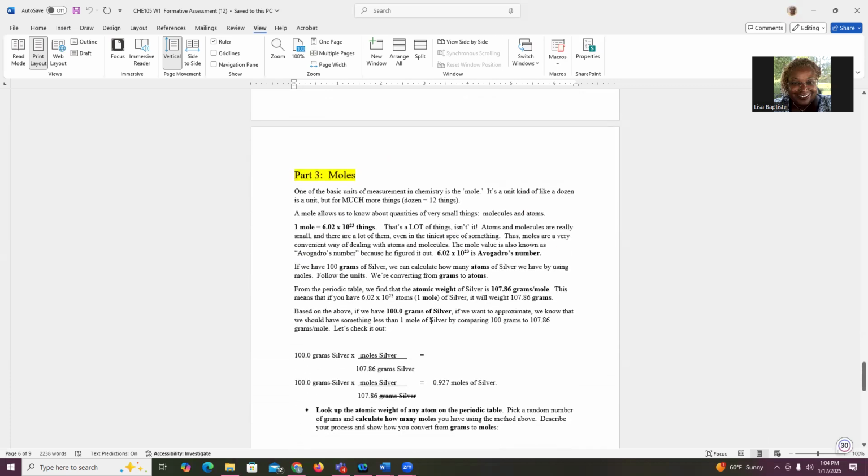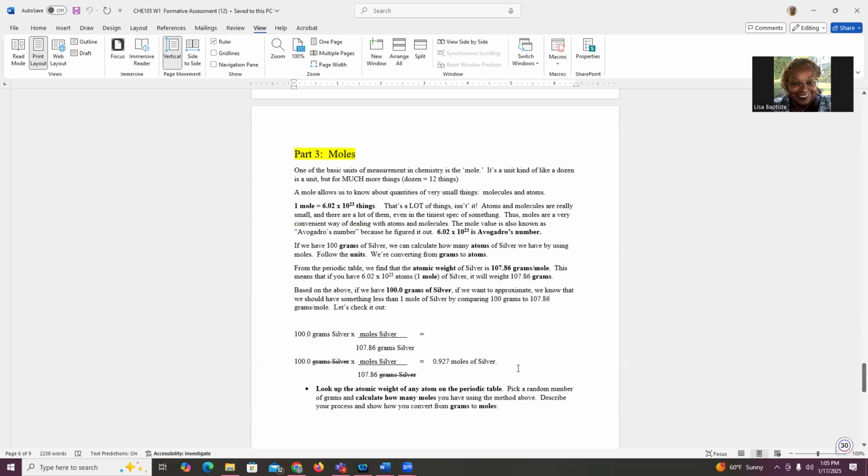The third part is moles. Okay, and so moles is a measurement in chemistry that helps us to understand very small things like molecules and atoms. Okay, and so when we're looking at the mole, there is this number which is known as Avogadro's number, and its 1 mole is equal to 6.02 times 10 to the 23rd things.